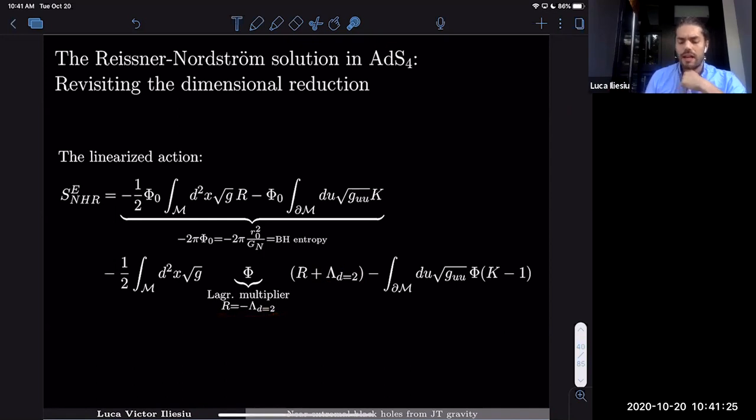So if I integrate out phi, I completely get rid of the bulk term. So all the degrees of freedom are captured in this Gibbons-Hawking-York term that is present at the boundary, this kind of artificial boundary where I glue the near horizon region to the faraway region.